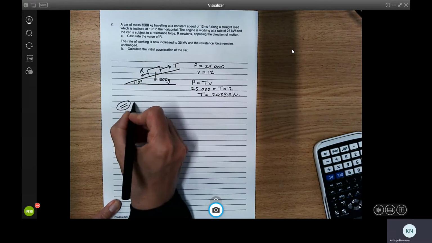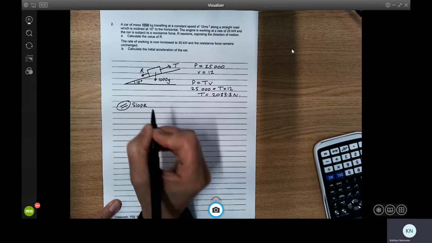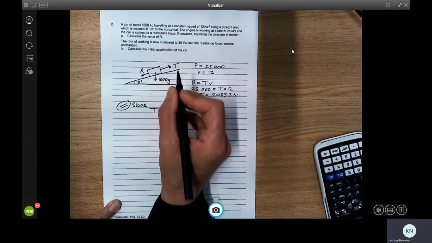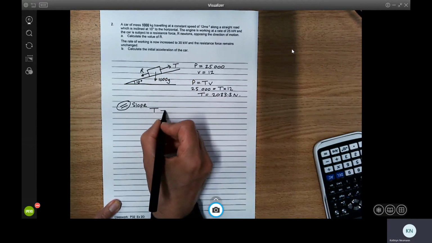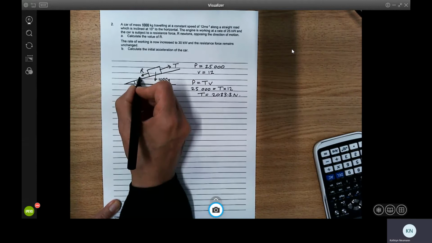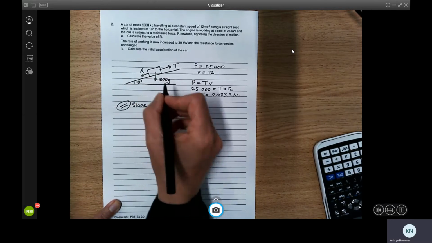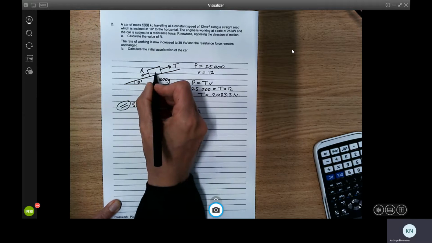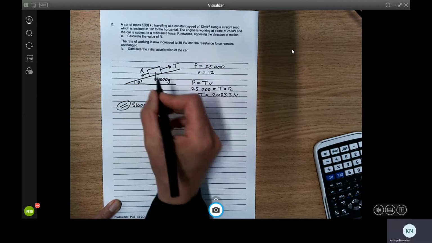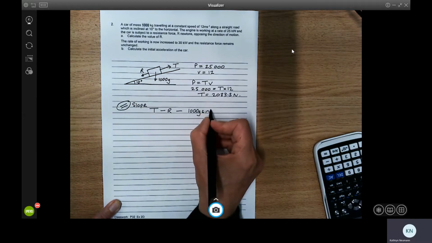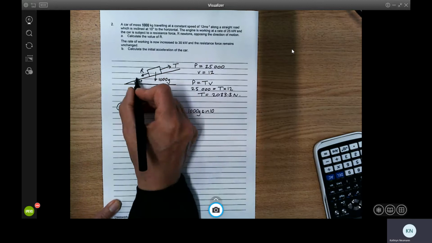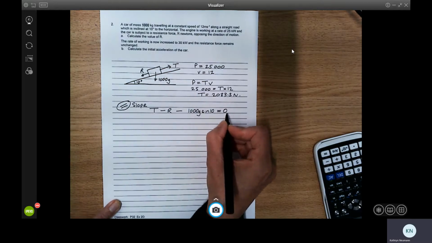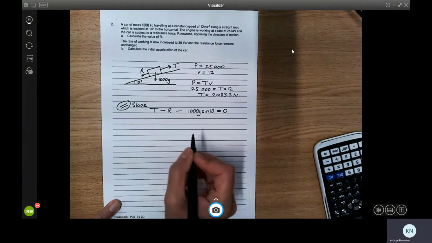We're now going to apply Newton's second law parallel to the slope. So parallel to the slope, we're going to do some resolving. We've got a force of T up the slope. We've got a force of R down the slope. We've also got this force of 1,000g, and we've got to resolve it. So resolving it, it's going to be 1,000g sine of 10 down the slope. And that must be equal to 0. There's no net force because speed is constant.